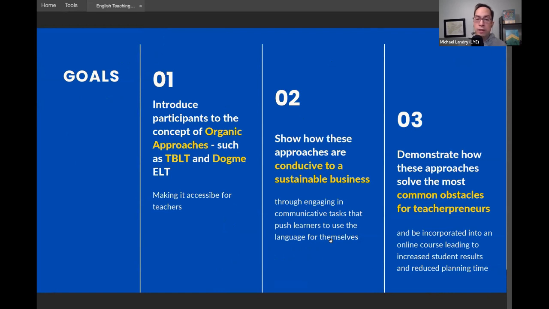The first one is we want to introduce you to this idea of organic approaches, and we're going to center that around two main approaches. One that many of you know, task-based language teaching, or TBLT, and another one that a few of you might know, which is called DOGME ELT. Secondly, we'll show you how these approaches are conducive to a sustainable business. And then finally, we'll wrap things up by demonstrating how these approaches solve the most common obstacles that teachers and teacherpreneurs more specifically face as they move towards building a sustainable business.